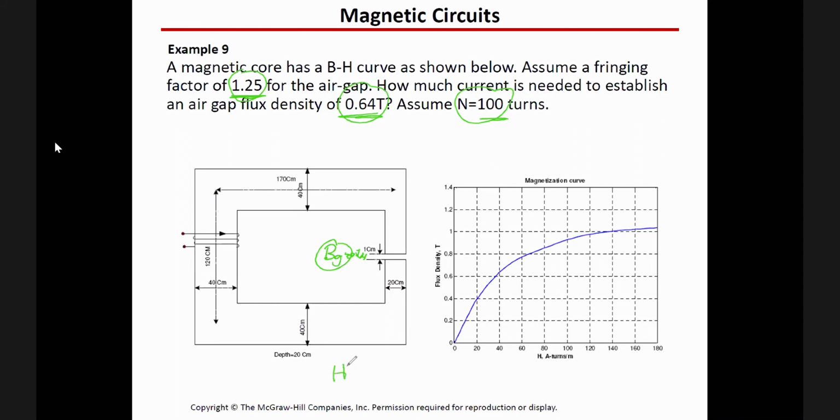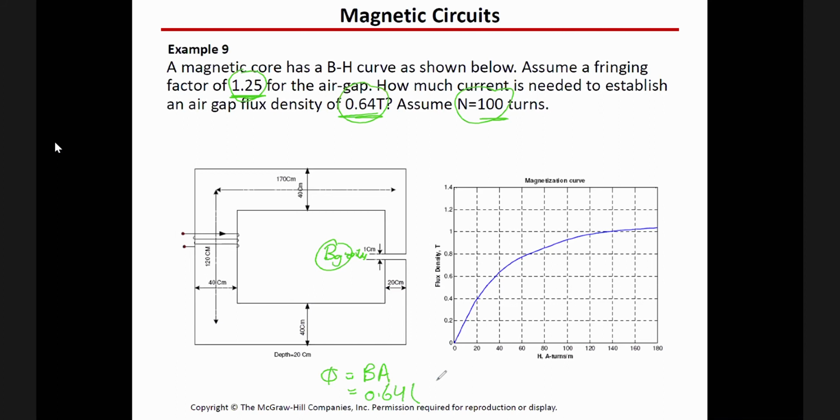H for the air gap, forget about H. Can we find the flux in the air gap? It should be constant. How can we find the flux in the air gap? Fringing coefficient multiplied by the area multiplied by the flux density. Yes, we know that the flux density is 0.64.